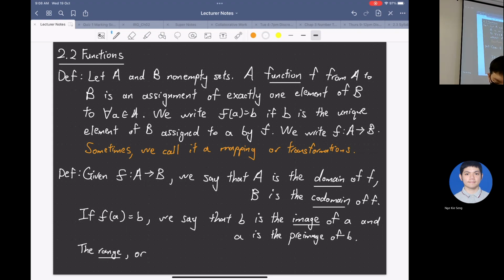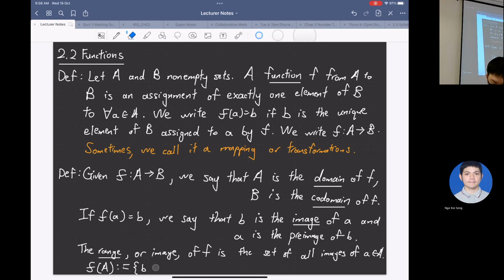So the range, or sometimes we just say image, is the set of all images of elements in A. So the range of f in set builder notation, we write: the set of all b in B such that b equals f(a) for some a in A. So this is the range.